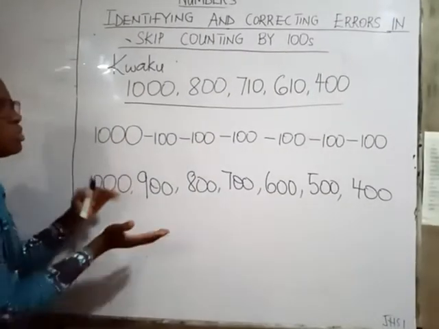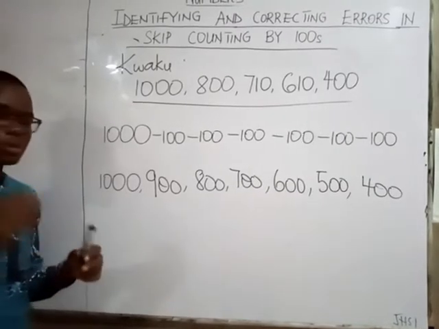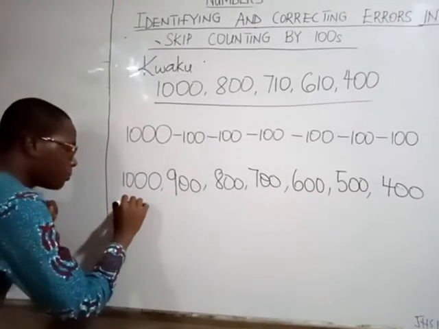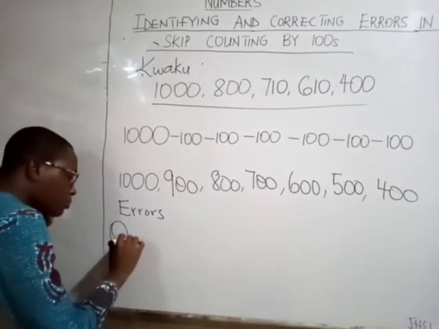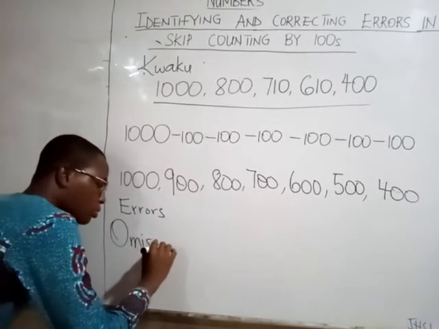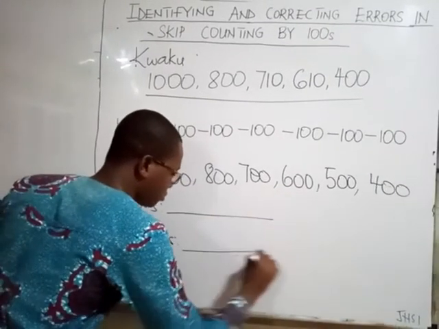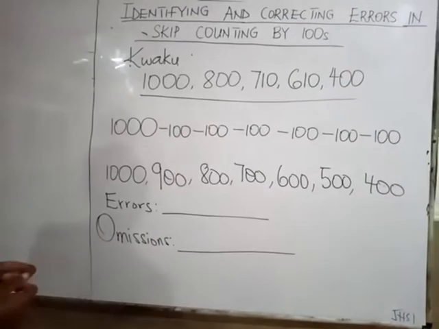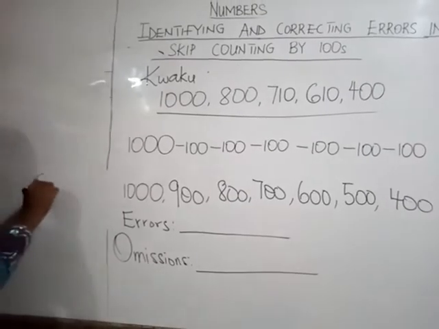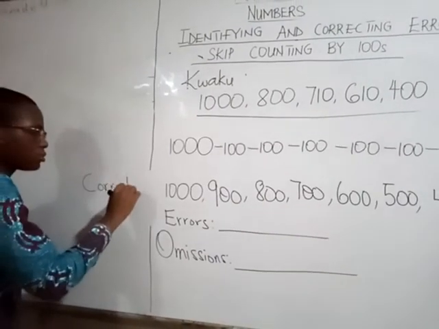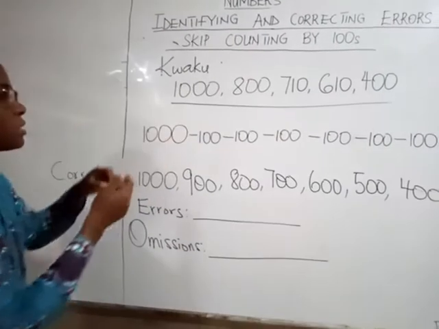Let's compare what we have here to his. Now when you are comparing, you are going to find two things. You are going to find some errors, and I'm going to find some omissions. Okay, now this is the correct skip counting. This is the correct one. Now you are comparing this to what he has.